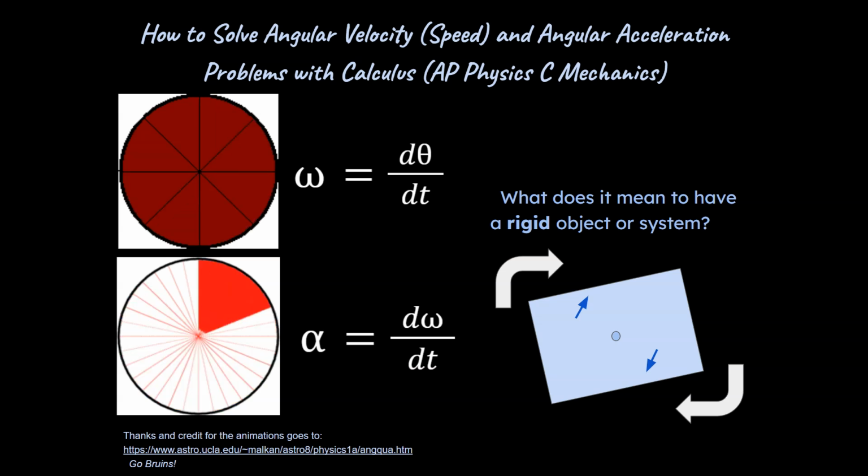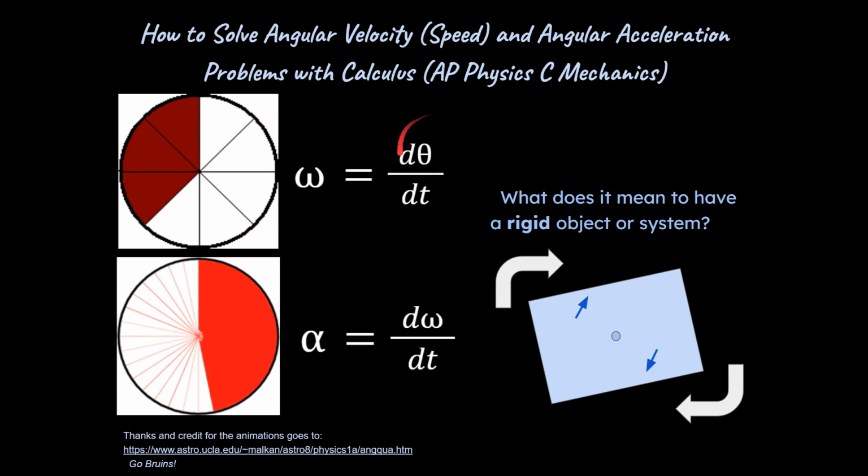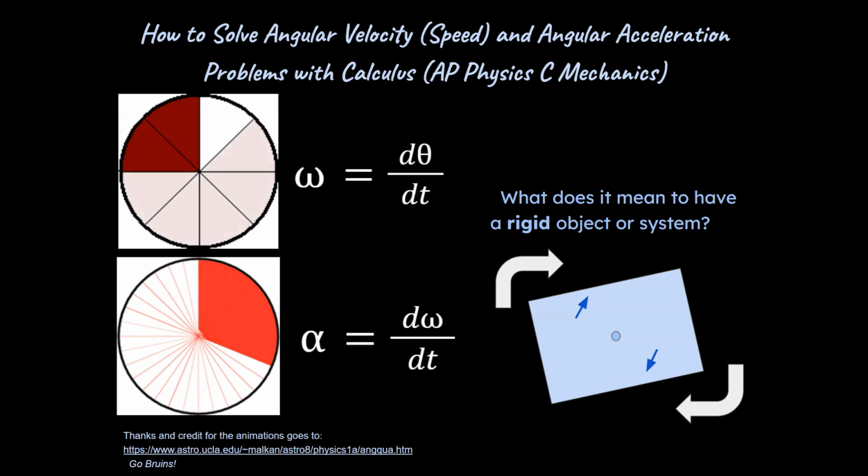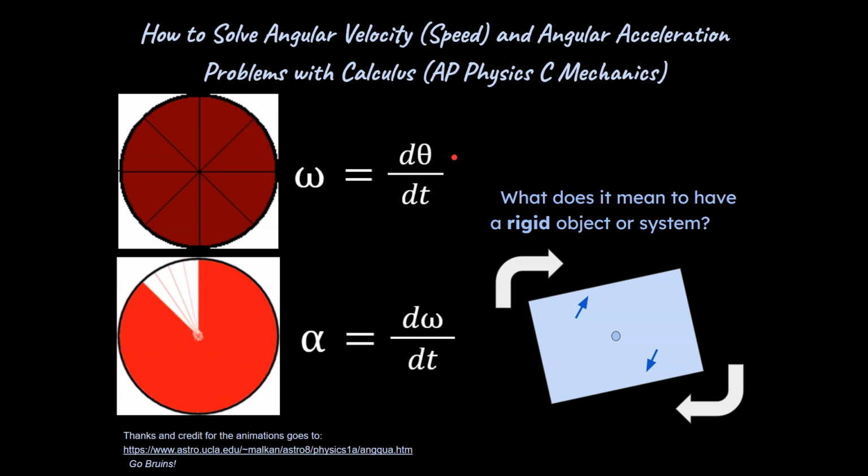And what it is, is a change in the angle, the angular displacement, so to speak, divided by time. So delta theta over delta t. And it turns out that we can use that as a derivative, d theta over dt, to get the instantaneous angular speed or angular velocity. This is very much like saying velocity is equal to dx over dt. It's just the rotational version of it.